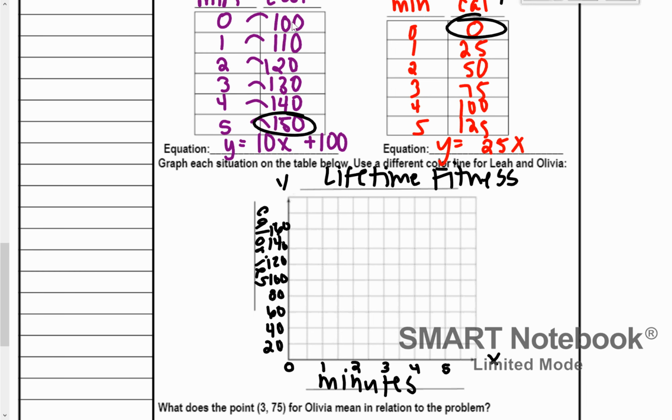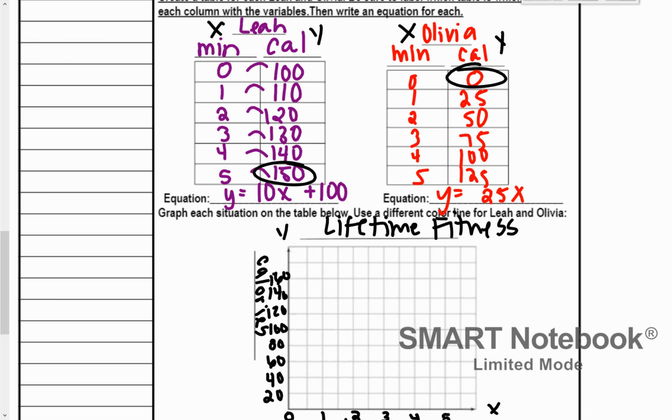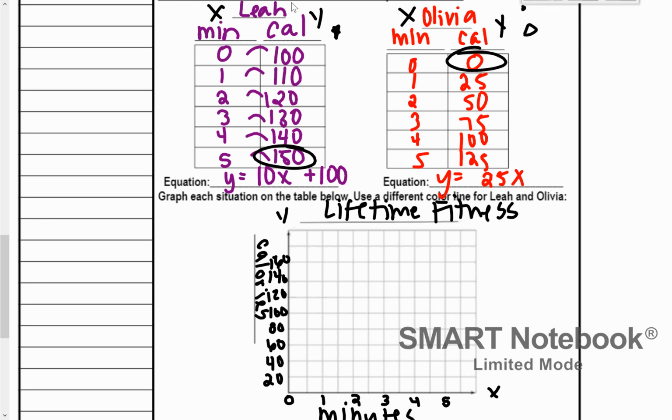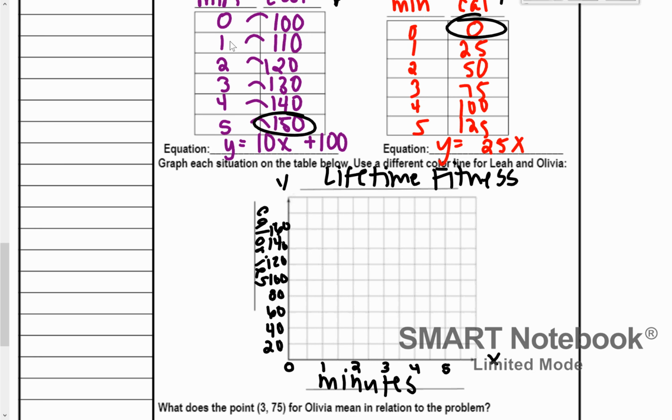Now, when you're graphing two lines on the same table, you need to use different colors or different shapes. So like if I didn't have a purple and a red pen, I could just use stars for Leah's dots and just regular dots for Olivia. I could use stars for Leah and triangles for Olivia. You could just use different shapes instead of just a dot if you need to. And then just make sure that you give that key up here and show me. Like I did my table in purple, so I know that my purple line is going to be Leah. You just have to tell me what kind of code you're using for that.